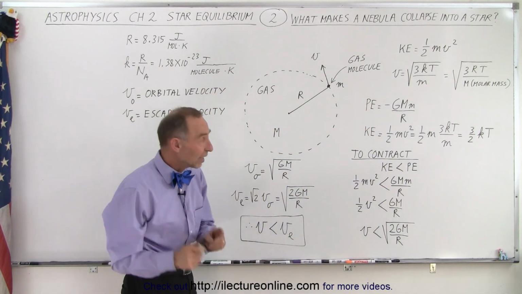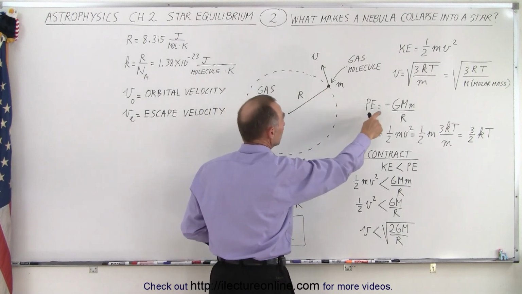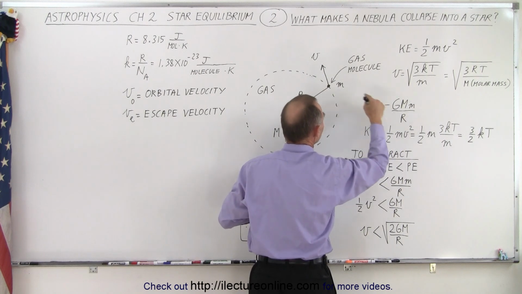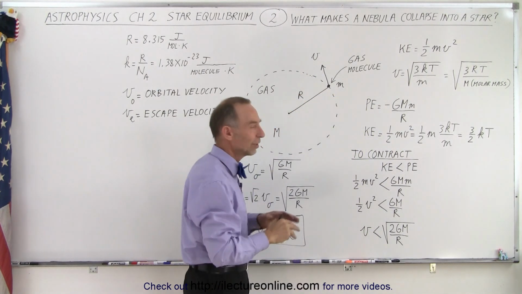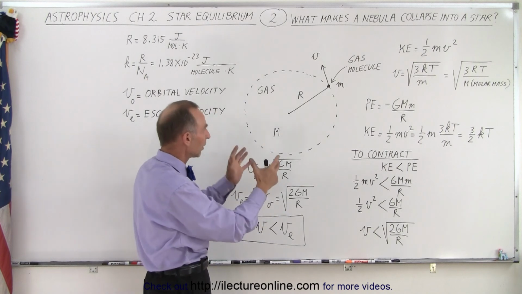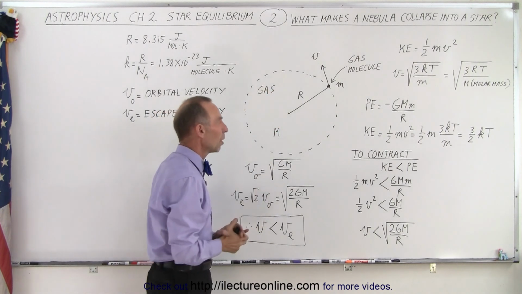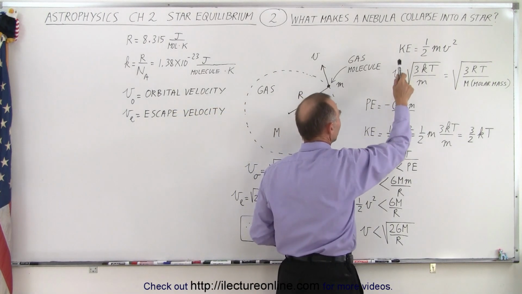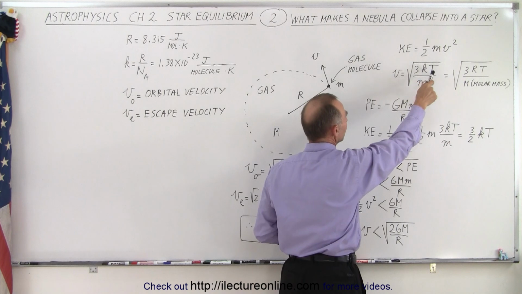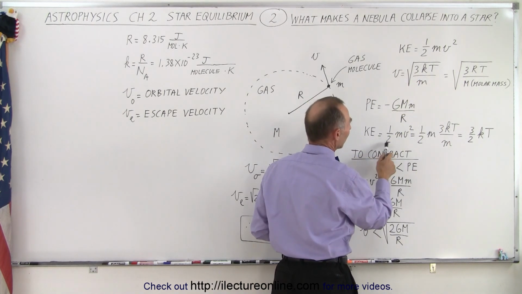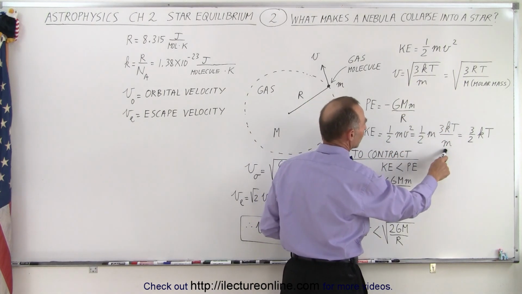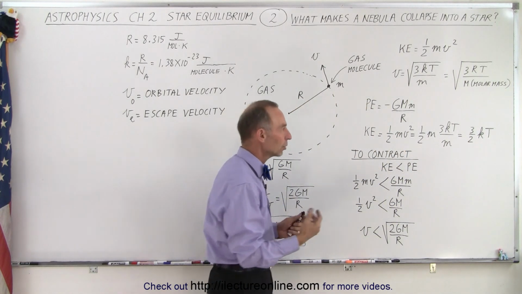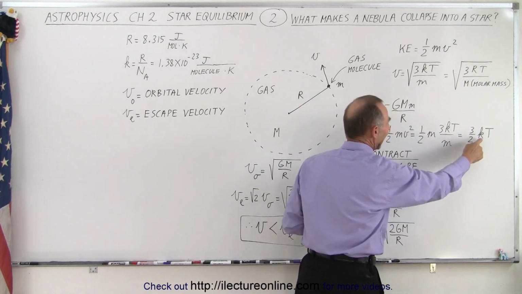The potential energy of this particular molecule will be minus G times the mass of the gas times the mass of the molecule divided by the distance of the molecule from the center. So the entire nebula is affecting gravitationally that small molecule at the edge. We can also write the kinetic energy if we replace v squared by 3kT over m. Therefore 1/2 mv squared is 1/2 m times 3kT over m, which is 3/2 kT.